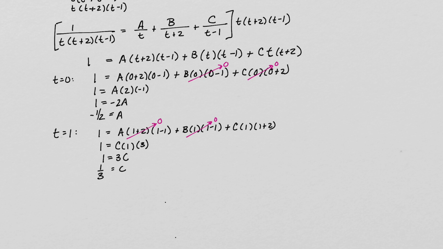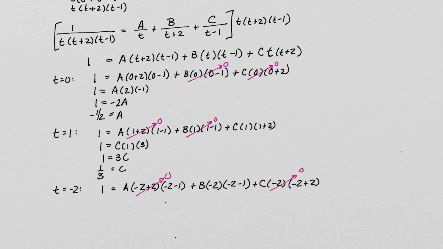And then finally, if I pick t equals negative 2, that'll make some things go away. So 1 is going to be equal to A times negative 2 plus 2 times negative 2 minus 1 plus B times negative 2 times negative 2 minus 1 plus C times negative 2 times negative 2 plus 2. So in this case, A goes away and C goes away. And I have 1 is equal to B times negative 2 times minus 3. So 1 is equal to 6B. So B is going to be equal to 1/6.